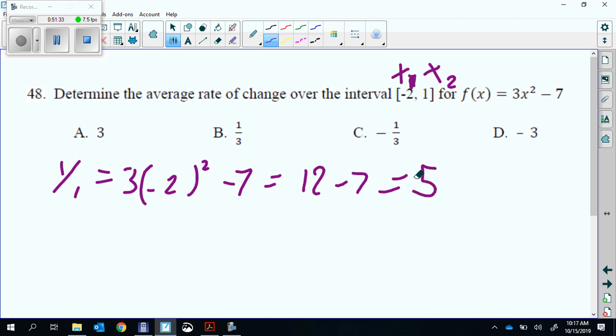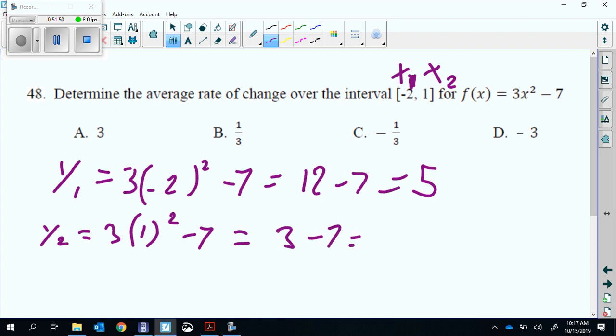So we get our slope. Rate of change means slope. Y2 minus Y1 over X2 minus X1. So that's -9 over 3. -3.